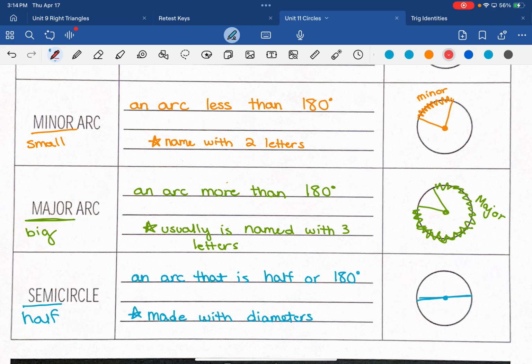And then we have a semicircle, which is half a circle. So that means it's exactly 180 degrees, and this is always going to be made by a diameter. So a semicircle is made by a diameter. This can be used with 2 or 3 letters. It just depends. You just need to look to see if it's a diameter that's cutting it in half.